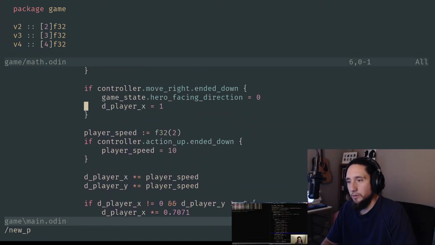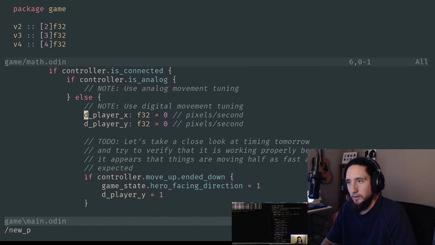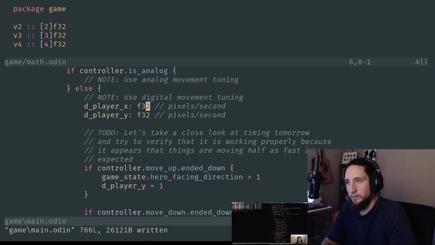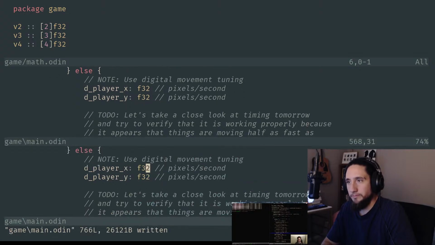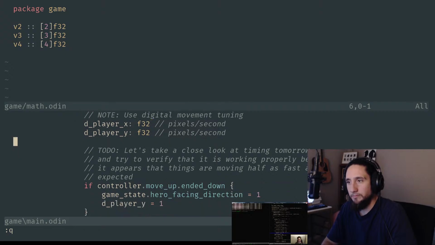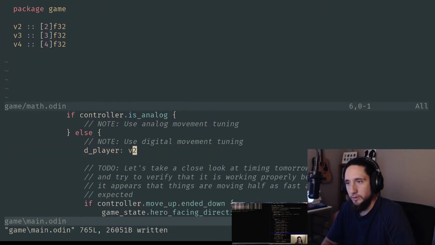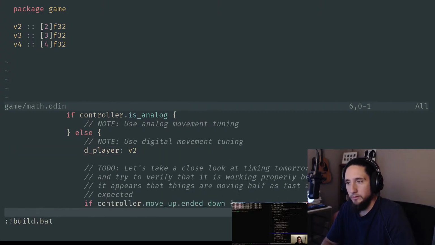So if we go up to dplayer x and y, I had to explicitly say that these were F32s. So I couldn't just be, well, I could have just done this, couldn't I? And that would have accomplished the same thing. So over here, we just say we have a delta player, and it's a V2, right? And then get rid of those and try and build.